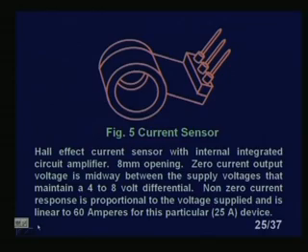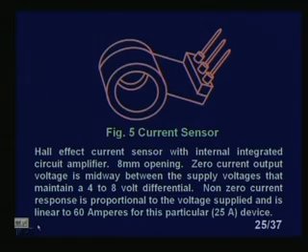Hall effect current sensors with internal integrated circuit amplifier. This has a total 8 millimeter opening. Zero current output voltage is midway between the supply voltage, which is maintained at a 4 to 8 volt differential. Non-zero current response is proportional to the voltage supplied and is linear to 60 ampere for this particular 25 ampere device.